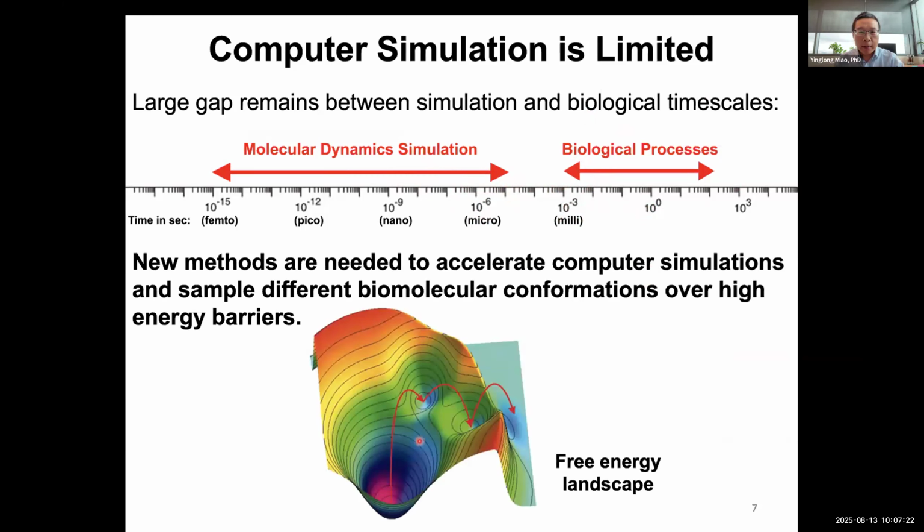Now, if you look at the problem, our proteins have a free energy landscape. So they have different low energy states separated by high energy barriers. Like in our very short MD simulations, it's very hard for the proteins to jump out of the low energy wells and sample different states.